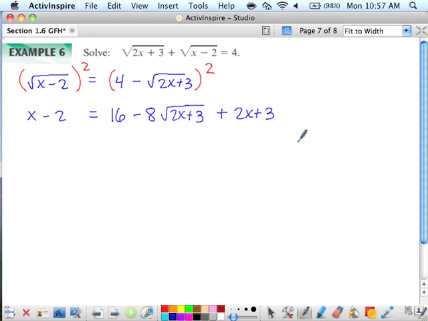How do you guys want to do this? You tell me. Some of you have already started it. Make 19. X minus 2 equals 19 plus 2x minus 8 square roots of 2x plus 3. Which side do you want to take the radical to? Left or right? Left. So the radical goes to the left and becomes positive 8 square roots of 2x plus 3.